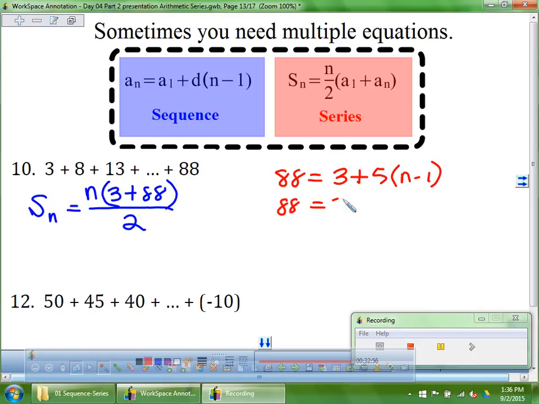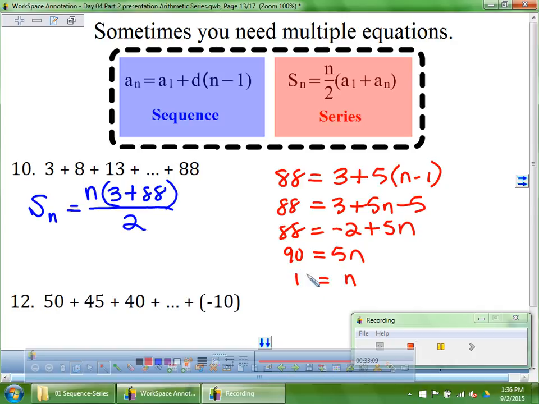88 equals 3 plus 5n minus 5. This makes negative 2 plus 5n. Add 2 to both sides is 90. Divide by 5, n equals 18. Now I've got n, it's 18. Then you substitute back in and finish it. So if you can't find n, this is how you can find it. Good job, guys.